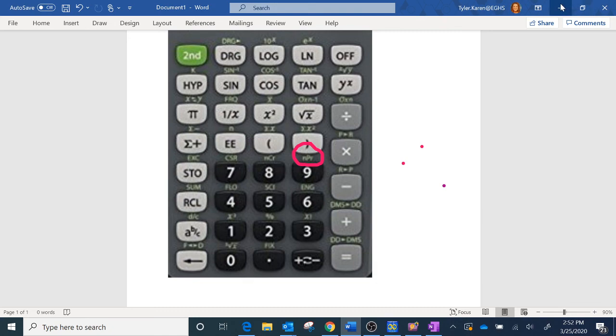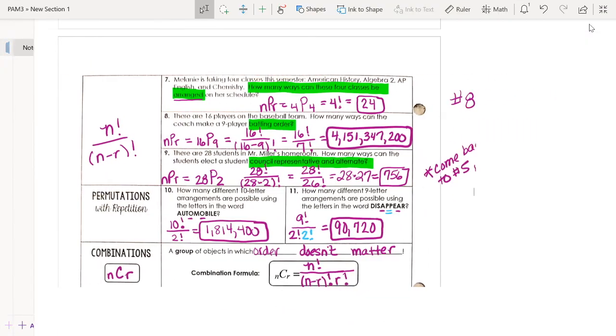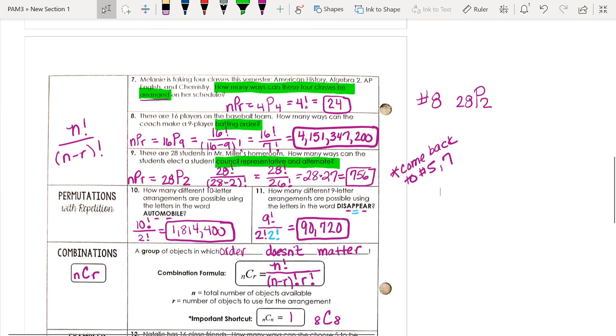So let's come back over here and put 28P2 into our calculator. Grab your calculator, put in 28, hit second NPR, which is above the 9 on my calculator, then enter a 2 and hit equals. You should get our answer of 756. So one last time: put in 28, second, NPR, 2, and equals, and you get your 756.